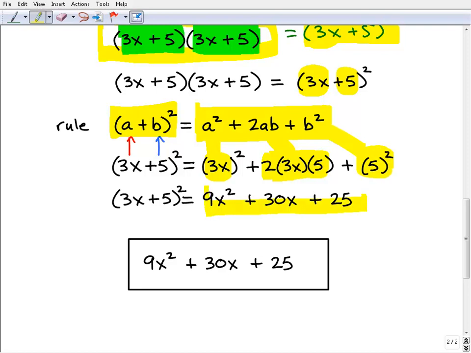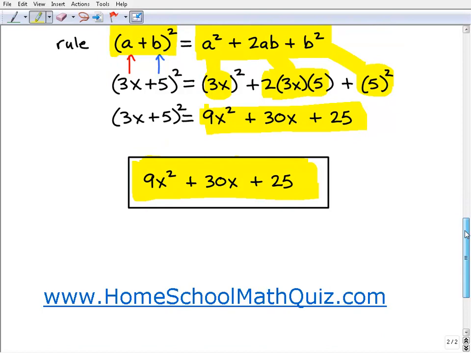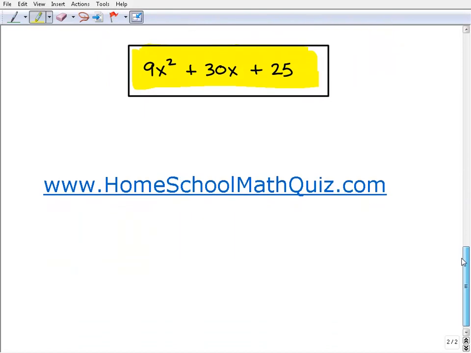When we work that out and do all the math here, we get 9x squared plus 30x plus 25. So that is our answer. And like I said, you could have used the FOIL method or another way and thought, oh, I don't really need this. No, that's not true. You want to be able to recognize these patterns because they're going to turn into factoring rules later on. So hopefully you were successful with this problem.